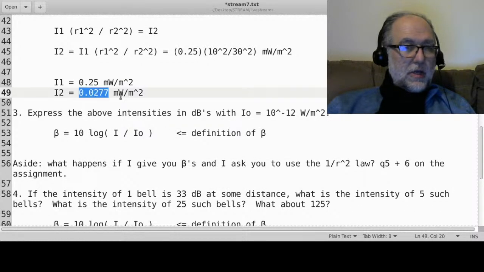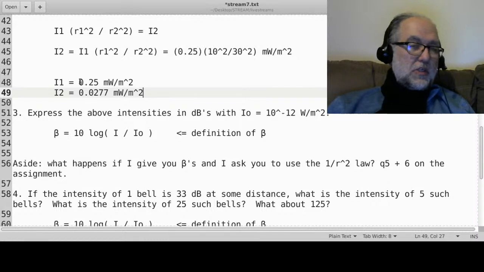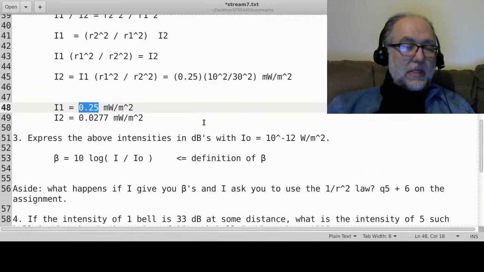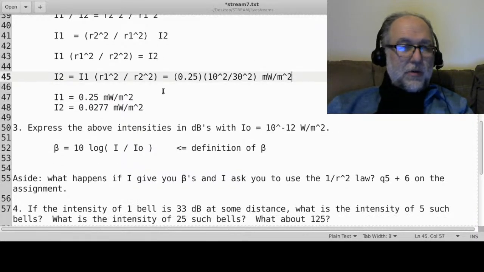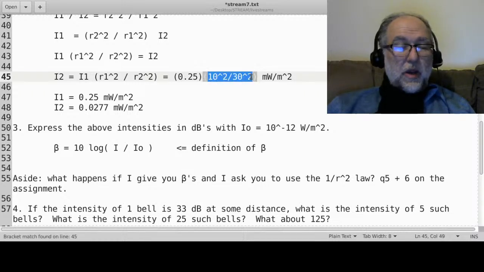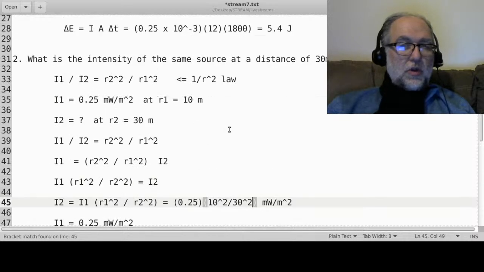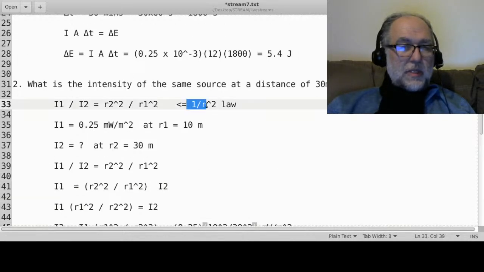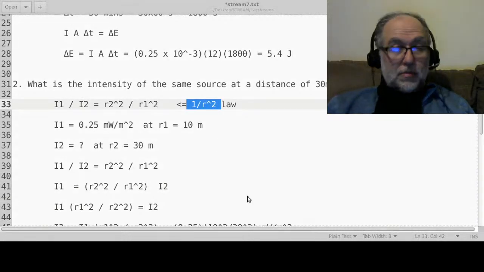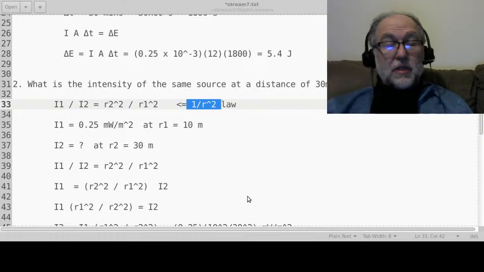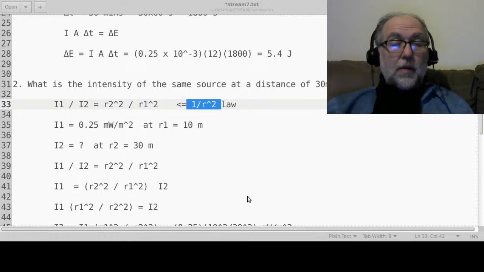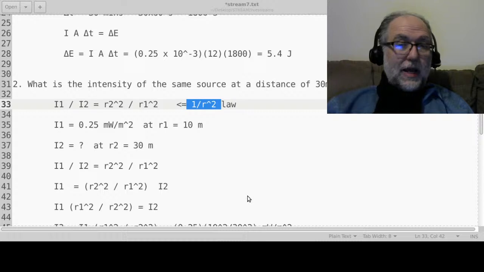And I2 is 1/9 that. Okay, so you could just take this number and divide by 9. And you say, where did I get that 1/9 from? How do I know it's 1/9? Well, if you take 10 squared and divide it by 30 squared, that's 1/9. Okay, and that's sort of what I said earlier. The inverse r squared, what it says basically is, if you double the distance, it's 1/4. But if you triple the distance, it's 1 divided by 3 squared, or 1/9.